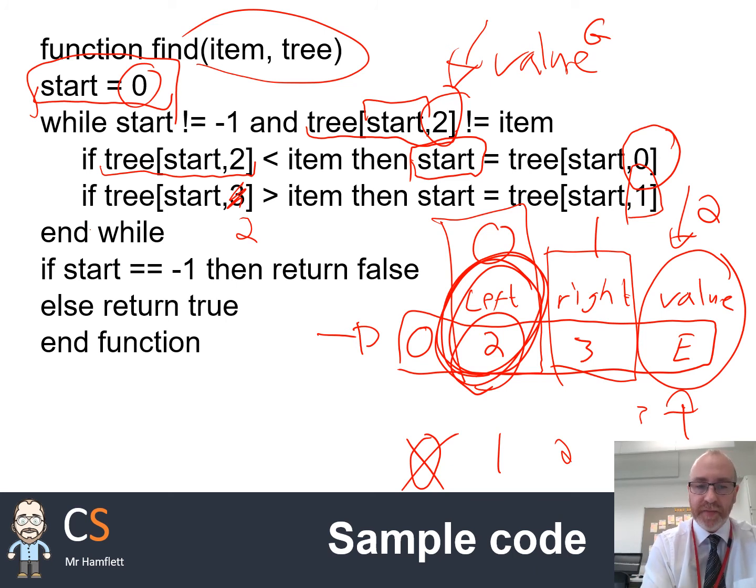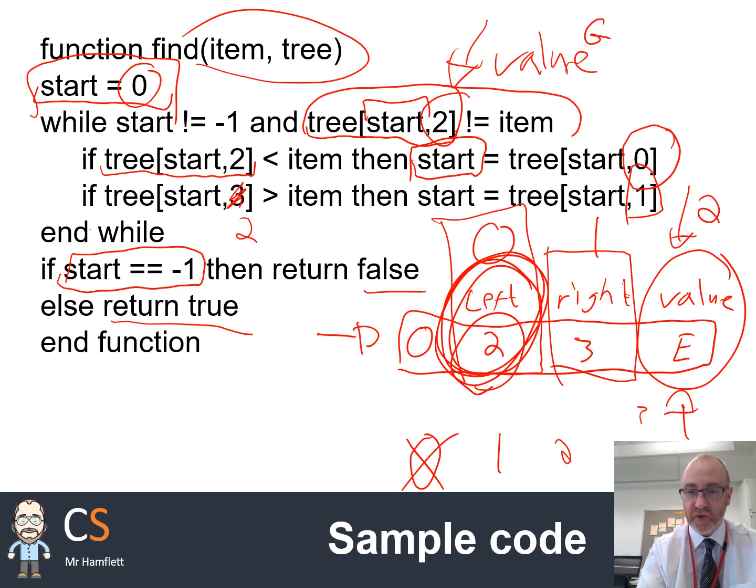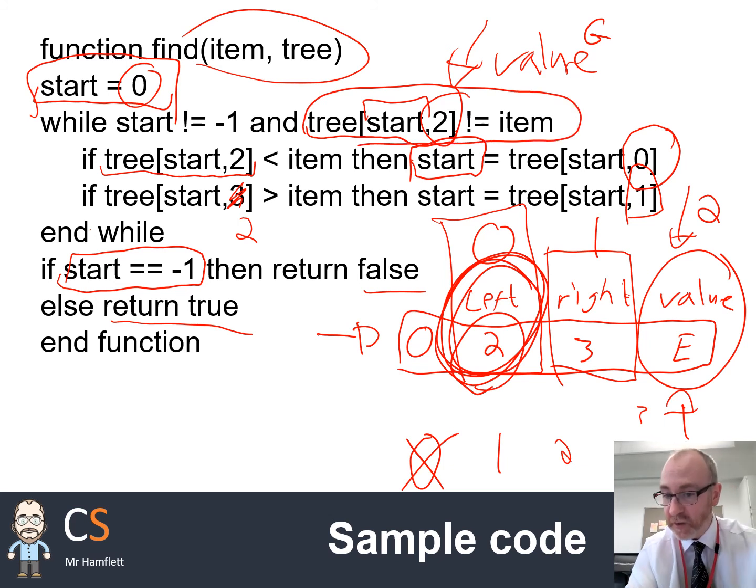So that keeps going until we get to a null, -1. As soon as there is -1, that means we didn't find it, we return false. If it's not -1, we return true. Now, it won't be -1 if we find it because that will trigger this one, won't it? Because it is equal to the item. Both of these must be true in order for the loop to run. Therefore, the loop will end early, and the start variable won't be -1. It will have a number, and that number will be where it's found.